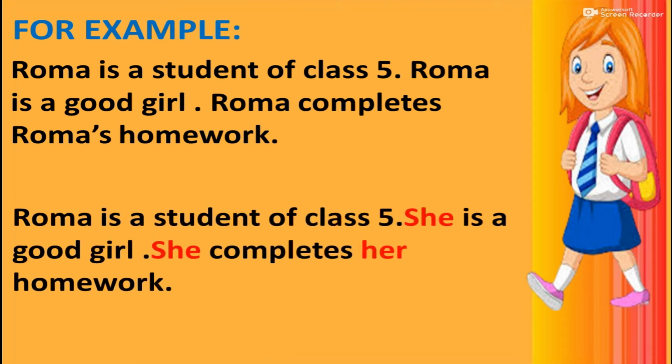But if we modify this paragraph and say it in this way, Roma is a student of class 5. She is a good girl. She completes her homework. Then this sentence will sound correct, isn't it? Because we will not be repeating Roma again and again, and in place of Roma we'll be using pronouns. Okay? Let's see another example.